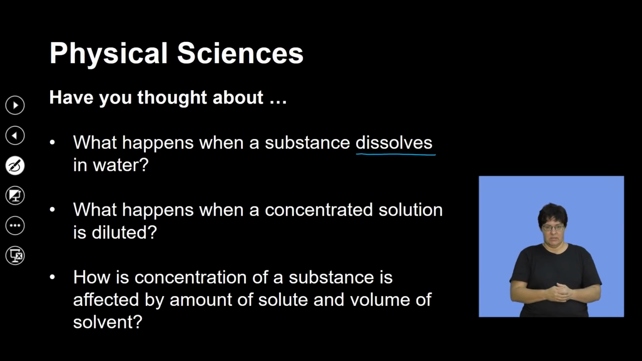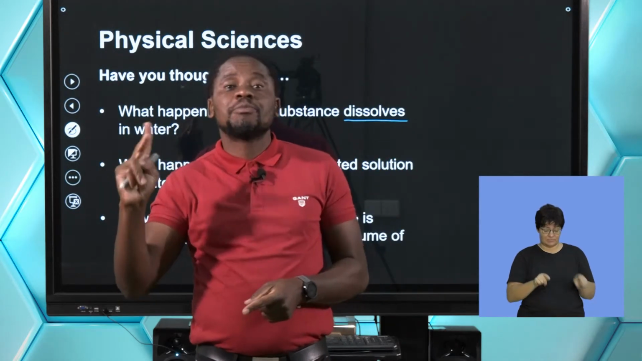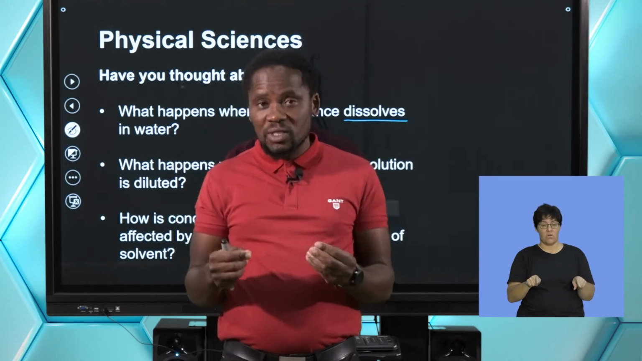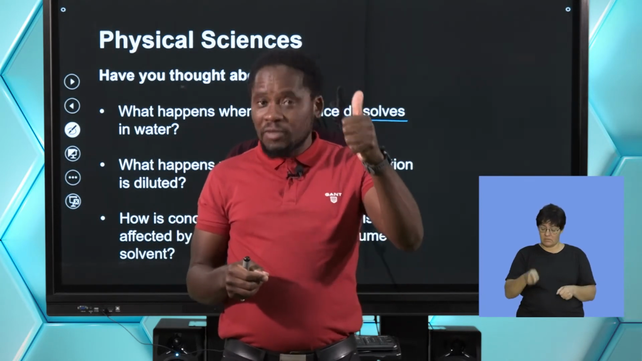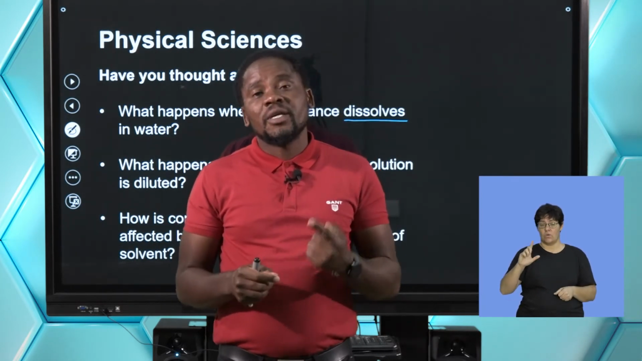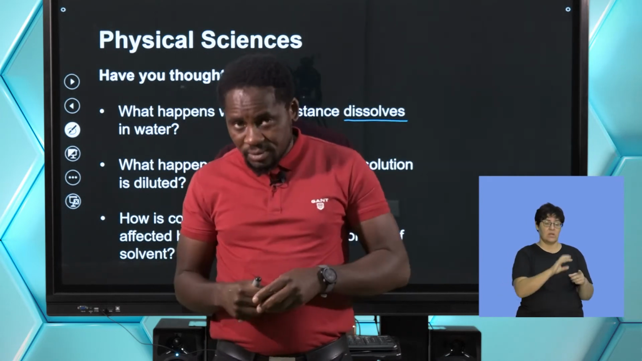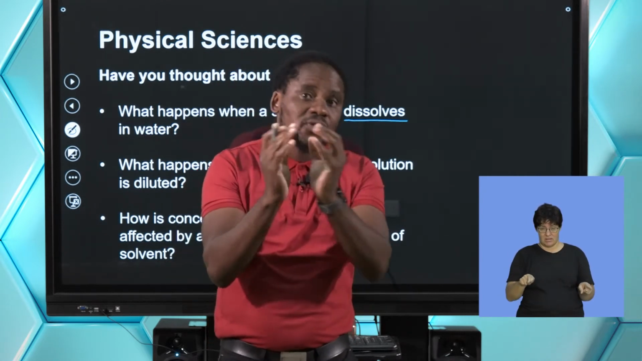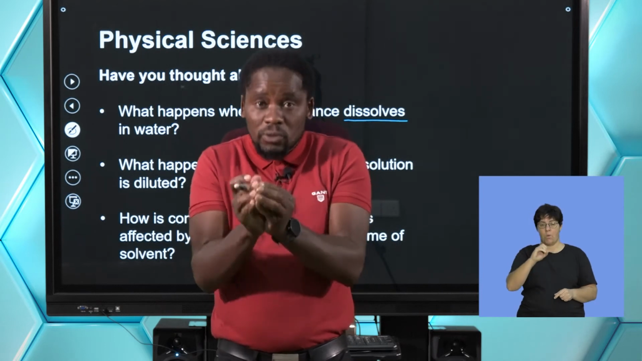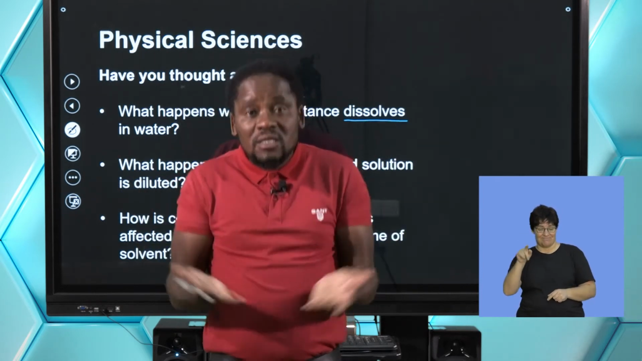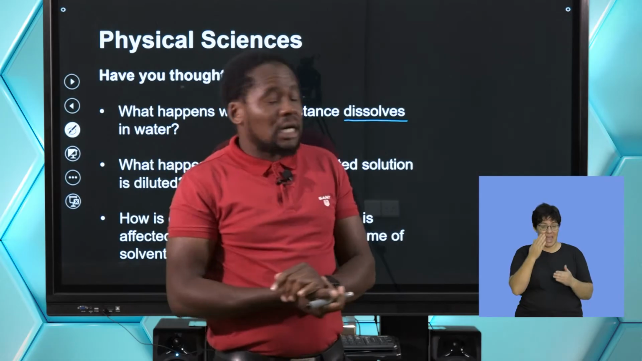The third question says, how is the concentration of a substance affected by the amount of solute and the volume of solvent? There are two quantities that contribute to the concentration of a solution: the moles of the solute, and the volume of solution. Hence we talk about the moles of solute per unit volume of solution. We want to answer these questions by the end of this session.